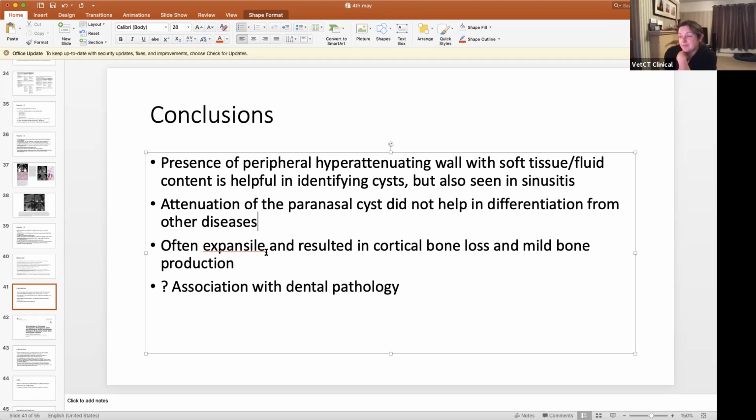I always worry with cysts, I always worry I'm missing something else. So yeah, I've always diagnosed them rather simplistically, I think, and this is nice to just, like I say, sharpen me up a bit.